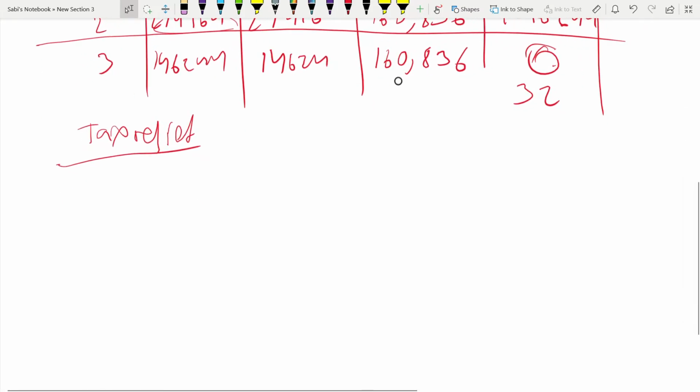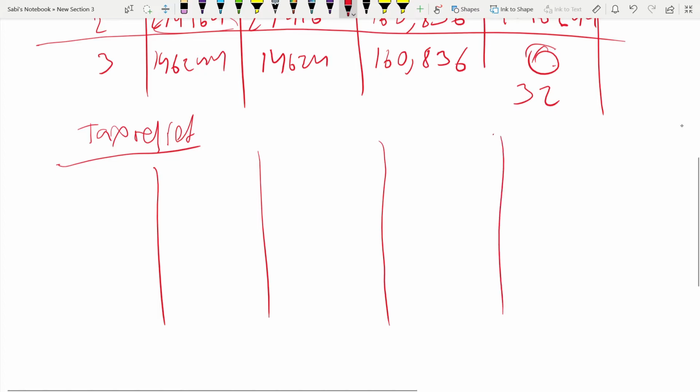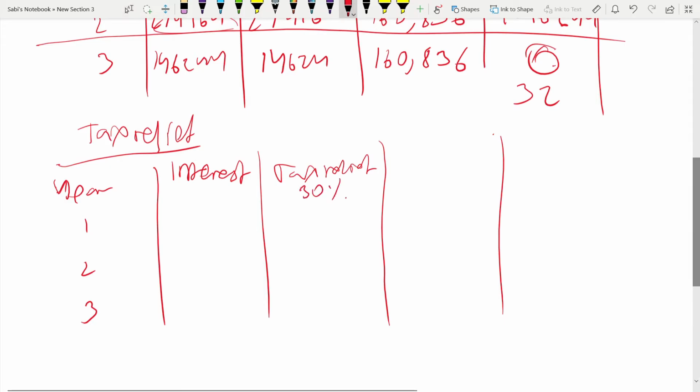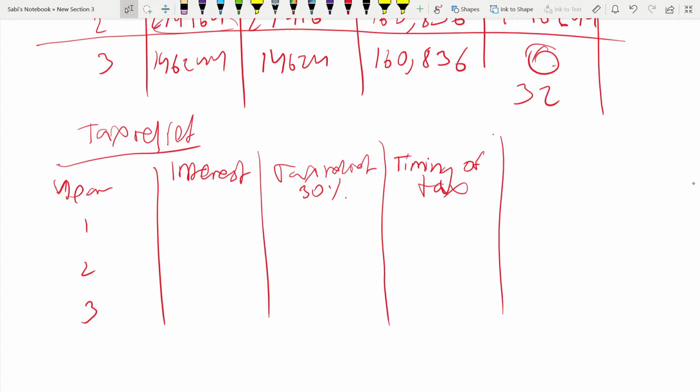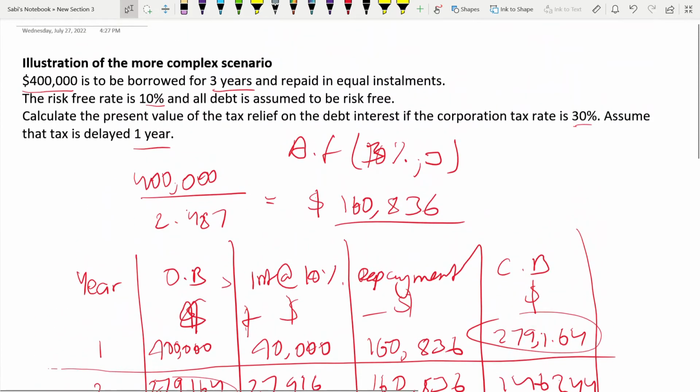I will just extend it here. Year 1, 2, 3. Interest cost. Interest. Tax relief. Timing of tax. What is the discount factor? What is the discount factor now? This is the risk-free rate, 10%.